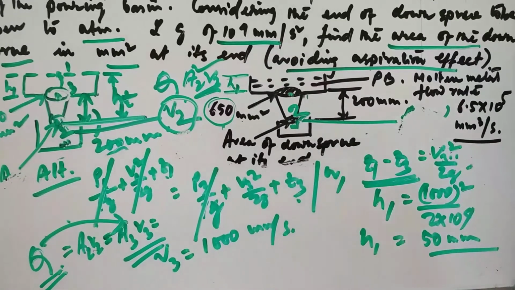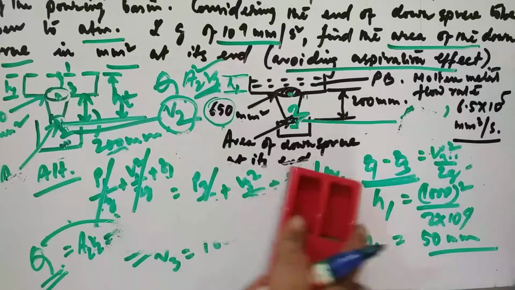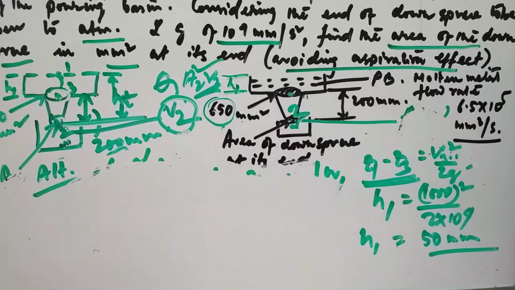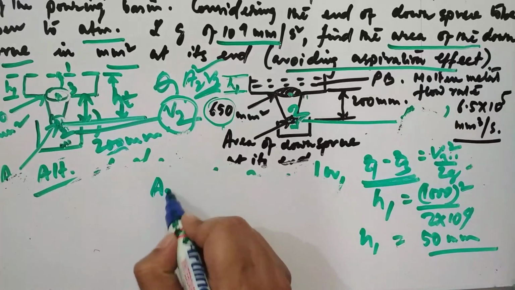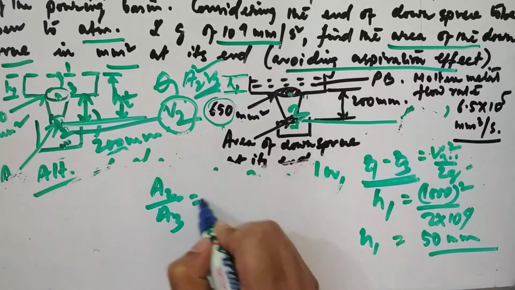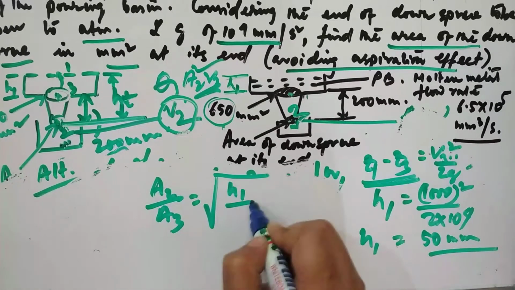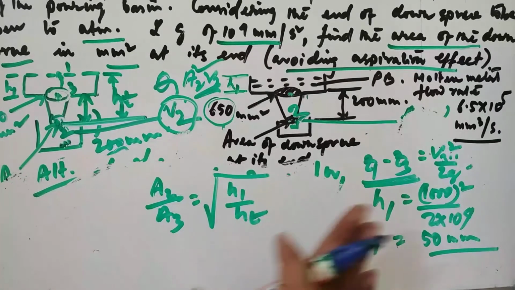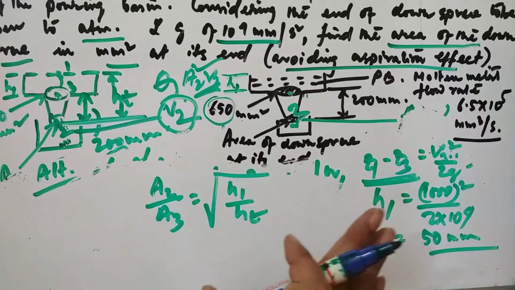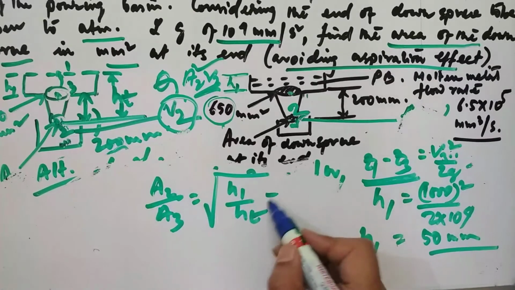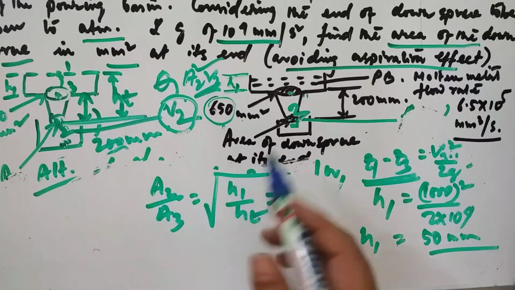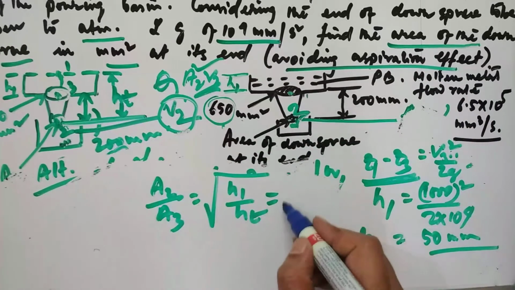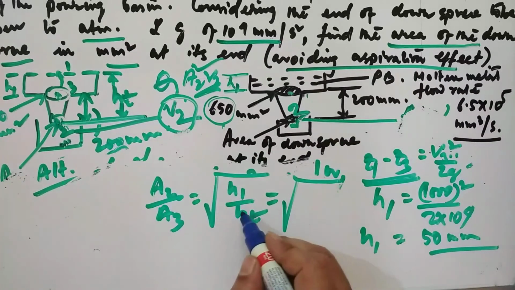Now, to avoid the aspiration effect, we have the formula that I derived previously for you. A2 by A3 should be root over H1 by HT. Now look, this method is very easy and takes very little time. So you can find the value of the area of the down sprue very fast, in a lesser time also.